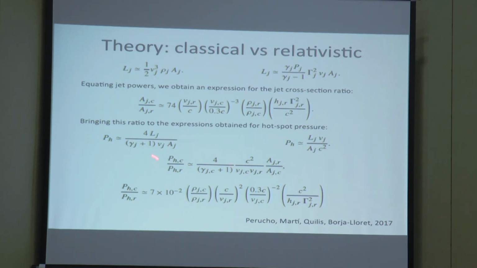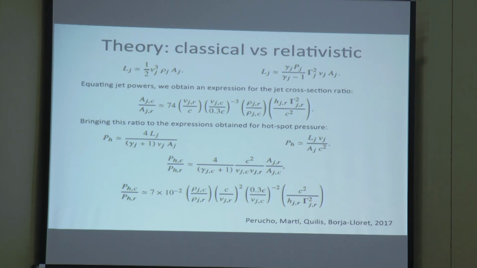Now we come back to the expressions of the pressure, and you end up with this relation between the hotspot pressure for the classical jet and the relativistic jet. You can give the common numbers, and you end up with a hotspot pressure in the classical jet which is 7% of the equivalent hotspot pressure in the relativistic case. This means that the hotspot pressure you are going to obtain in the case of a relativistic jet is going to be much larger than in the case of a classical jet.